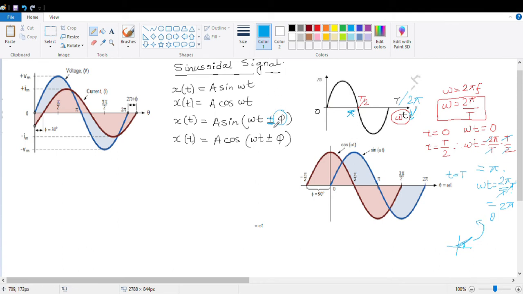Okay. Another thing I would like to explain: what do you mean by cos omega t? We know from trigonometry that sine of omega t plus 90 degrees is cos omega t, as well as sine of omega t minus 90 degrees is also cos omega t. Now here, if you think of sine of 90 degrees plus omega t, or sine of pi by 2 plus omega t.